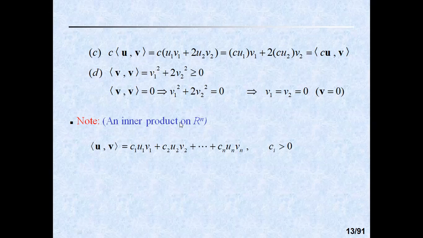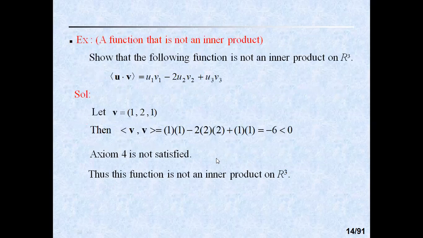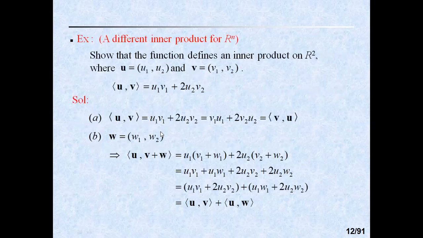An inner product on R^n: the inner product of u comma v is equal to c1 u1 v1 plus c2 u2 v2 plus and so on, cn un vn, where ci is greater than or equal to 0. This is the important one. By using the definitions of the axioms of the inner product space, we can easily show that the given product will be an inner product on the given space.